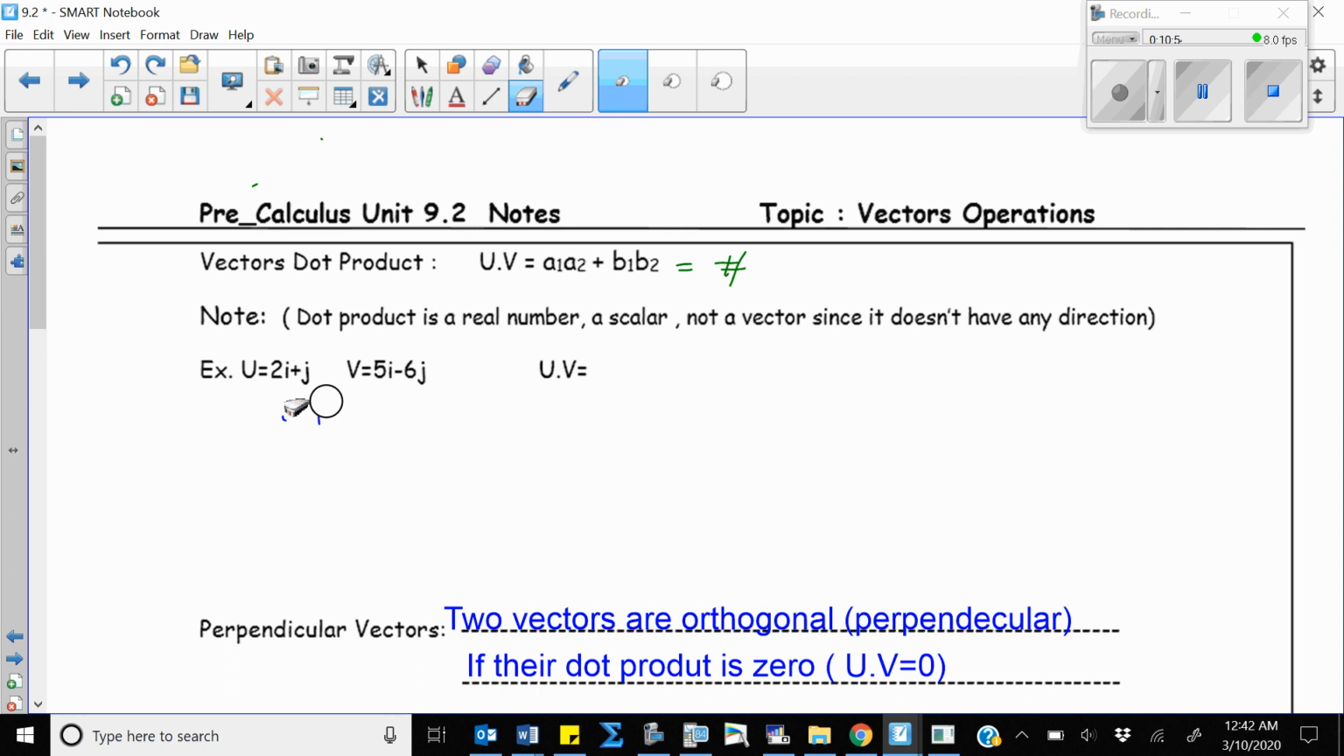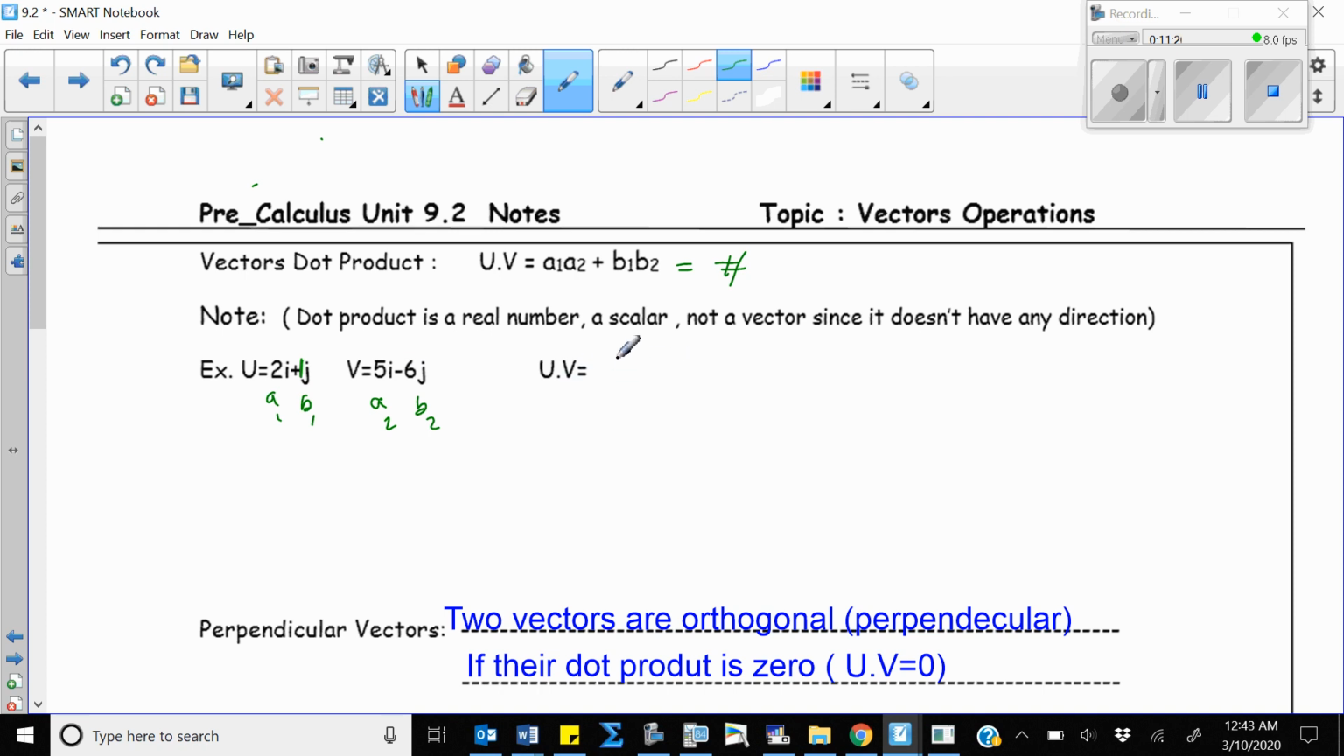Okay, so here I have u and v, and I want to find u times v. a1 and b1 are here. b1 is 1 because there is no coefficient here. That's actually 1. And for v, we have a2 and b2. So a2 is 5, b2 is negative 6. Notice that we have a negative here.